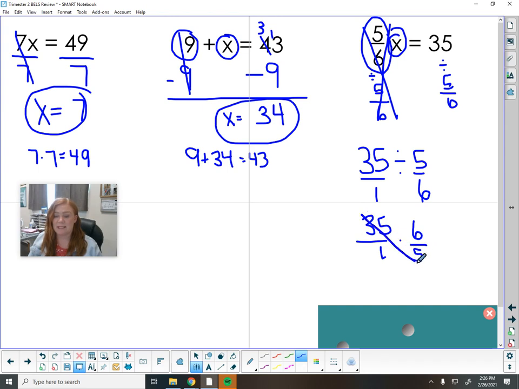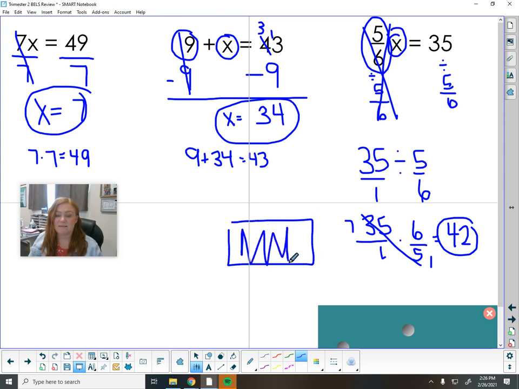So I can see this can simplify. 5 goes into 5 one time. 35 divided by 5 is 7. So 7 times 6 is 42. So our answer is 42. So 5/6 of 42. If I have 42 brownies and I want 5/6 of them, that would be 35. Does that make sense there?